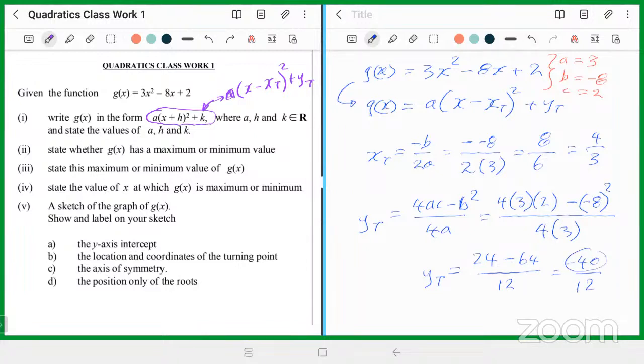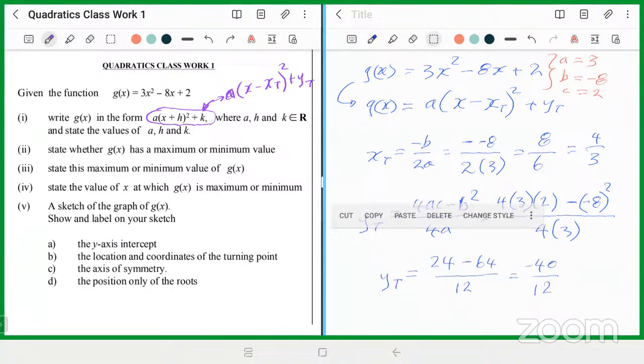Again, this is a multiple of 4 and this is a multiple of 4. So it can be simplified. Once your expression can be simplified, you are expected to simplify it. So we divide the numerator by 4 and we divide the denominator by 4. When you divide this numerator by 4, it becomes negative 10. Notice I brought back the negative.